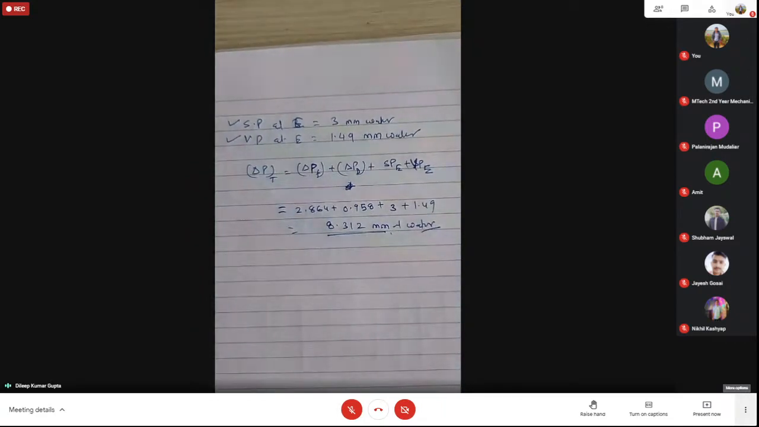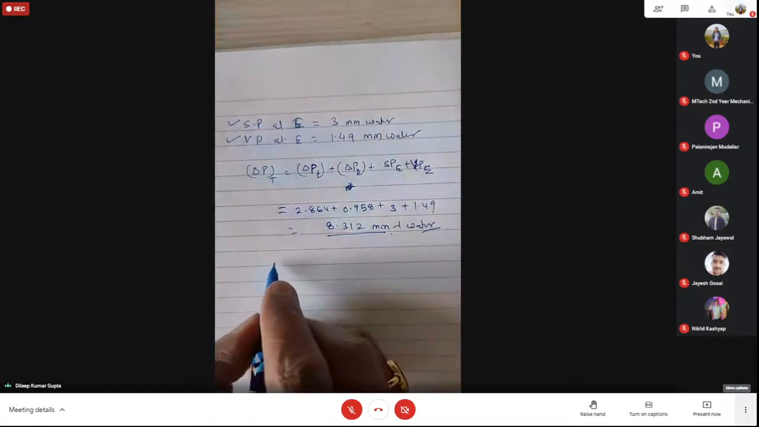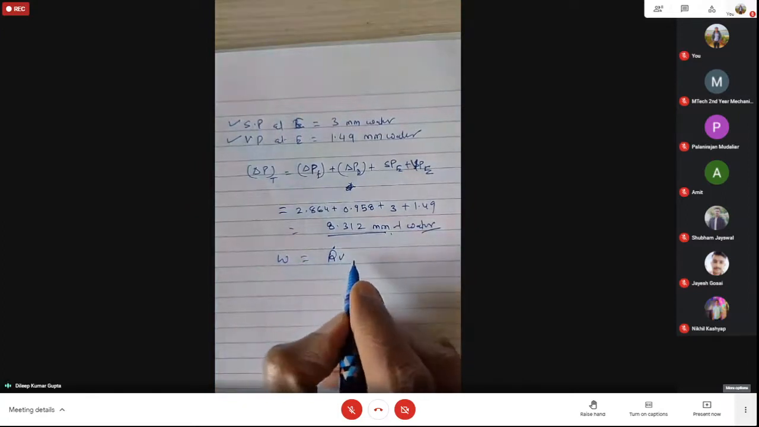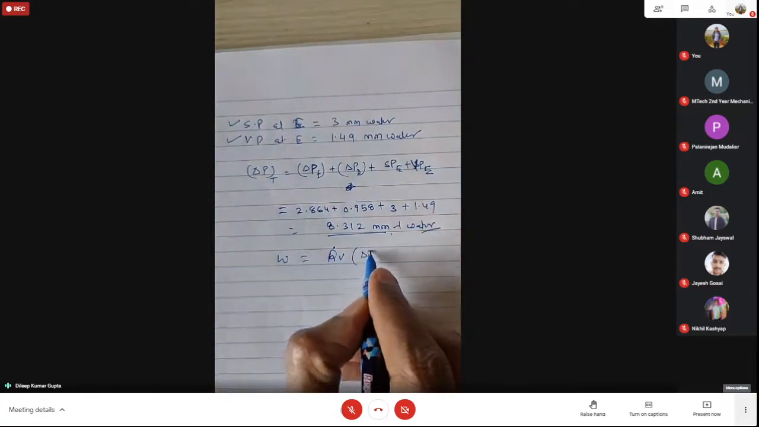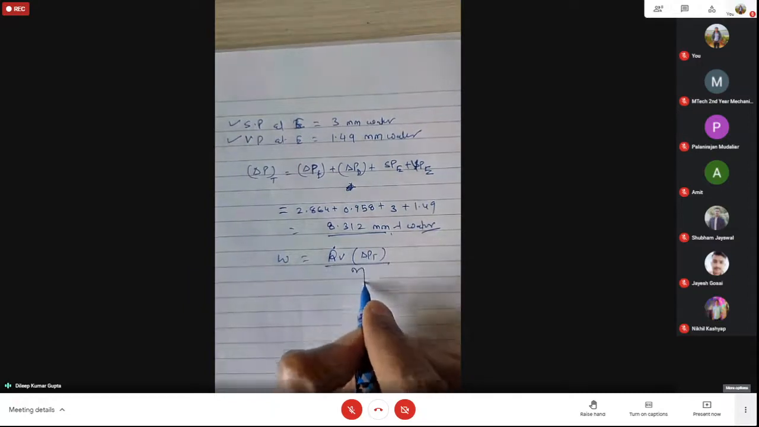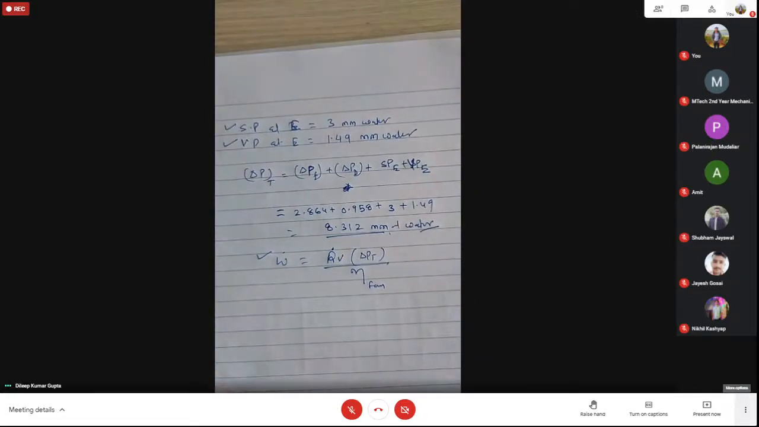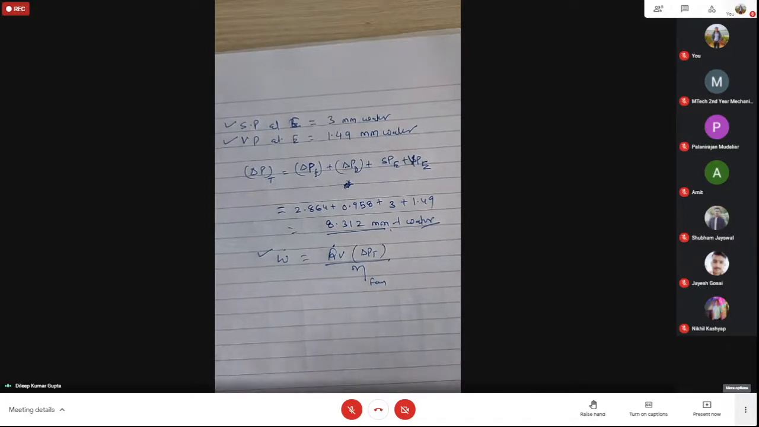How will you convert this in terms of power? The power requirement W will be equal to the volumetric flow rate from the main fan multiplied by delta PT divided by the efficiency of the fan. This is the power requirement. Okay, this you can find out. Now this is the first part.